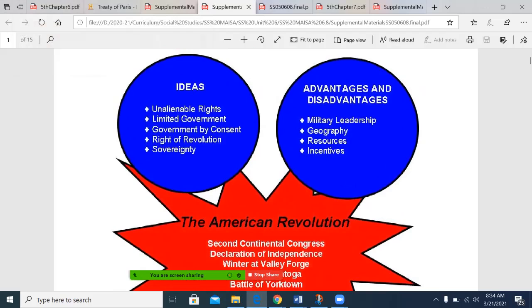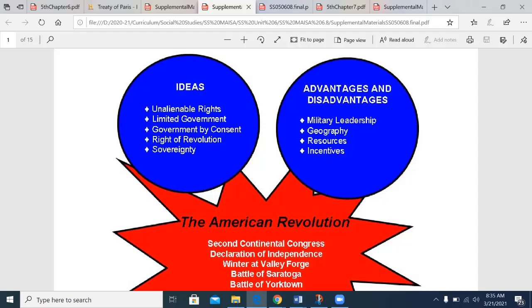Some of the ideas of this unit: inalienable rights, like life, liberty, and the pursuit of happiness; limited government, where the government has specific tasks and roles, but isn't a monarch like England. Government by consent, that means we elect people to vote for us, and their power is derived from us. Right of revolution, the idea that if your government no longer serves the people, that we could overthrow it. And sovereignty, which is the ability to make decisions for your nation without influence from another.